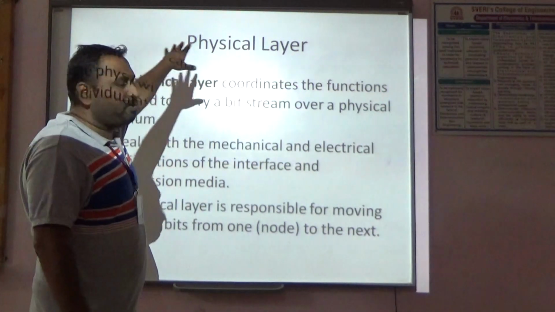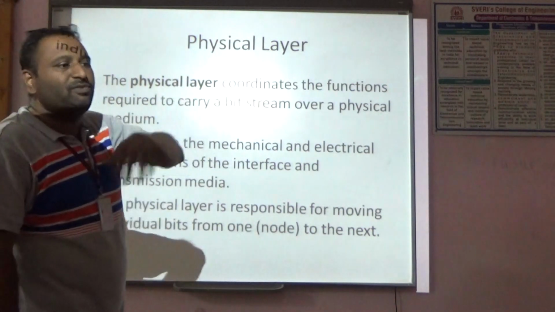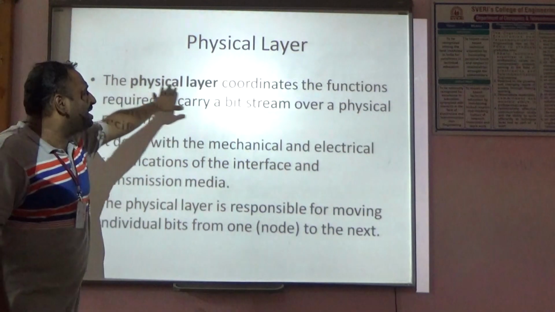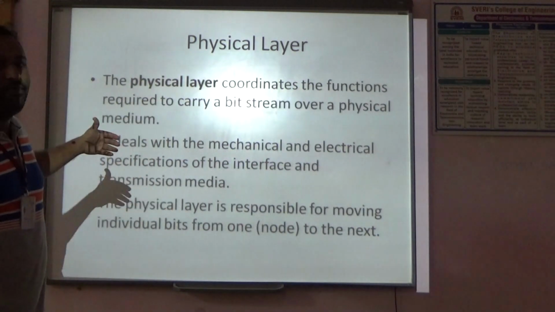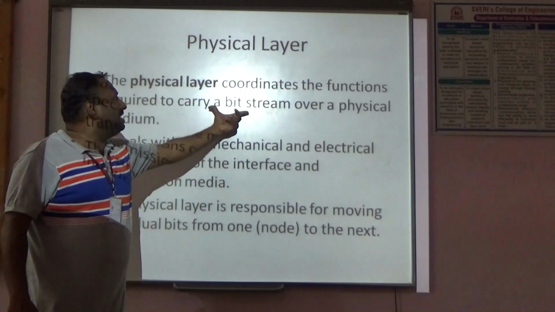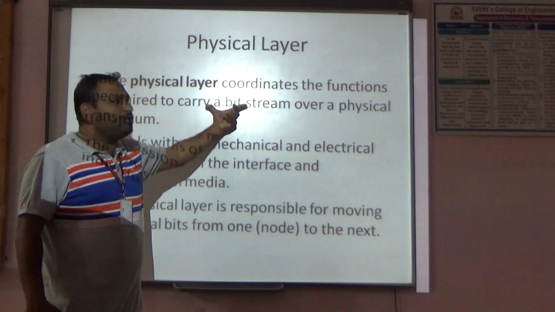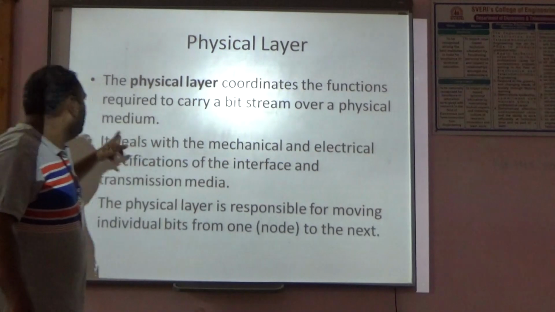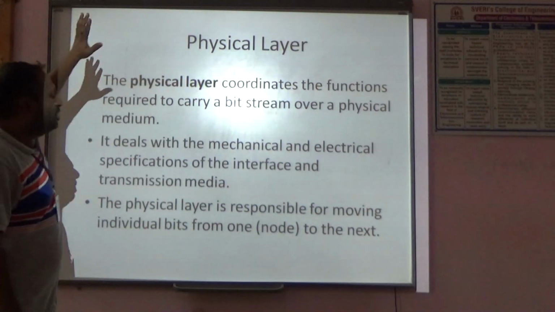So it is the layer at which the data conversion takes place from zeros and ones into the electrical form. The physical layer coordinates the functions required to carry a bit stream over a physical medium. So the input to the physical layer, the data available at the physical layer, is nothing but a bit stream, that is a string of zeros and ones, and how those zeros and ones are transmitted over the physical media is what this physical layer is responsible for.